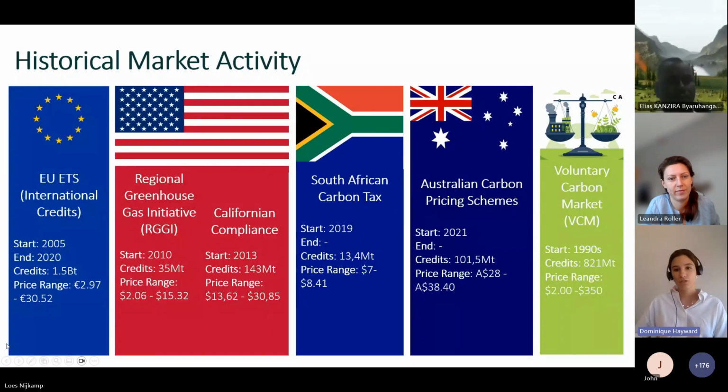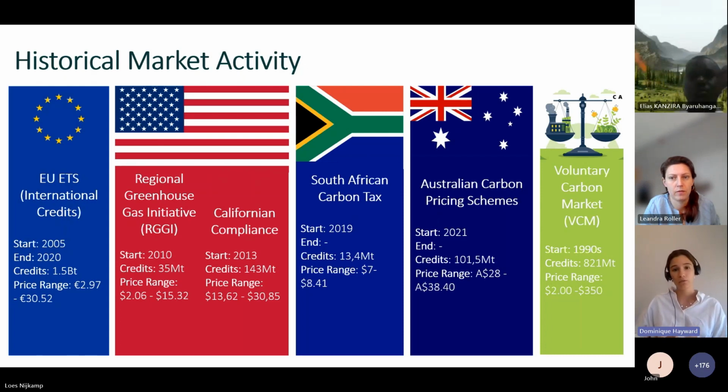So if you are interested in gaining some exposure to the carbon markets, here is a breakdown of a few international markets, as well as the volume of credits used within them. And this is historical market activity. Some of the markets here, like the EU ETS and the RGGI markets, are compliance markets, but they allow, or they did allow in the past, the use of credits towards achieving the decarbonization strategies of the companies who are subject to these systems.